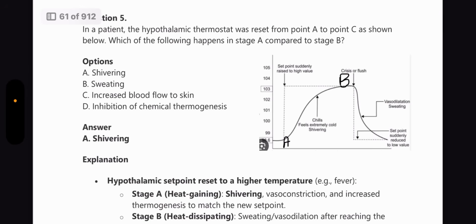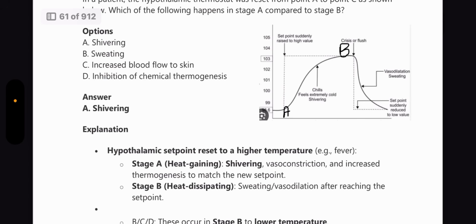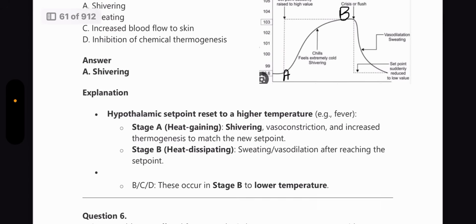Next, in a patient, the hypothalamic thermostat was reset from point A to C as shown below. Which of the following happens in stage A compared to stage B? Answer is shivering. So hypothalamic set point is reset to a higher temperature, like fever. In stage A, there is heat gaining, shivering, vasoconstriction and increased thermogenesis to match the new set point. In stage B, there will be heat dissipation, that is sweating and vasodilation after reaching the set point.